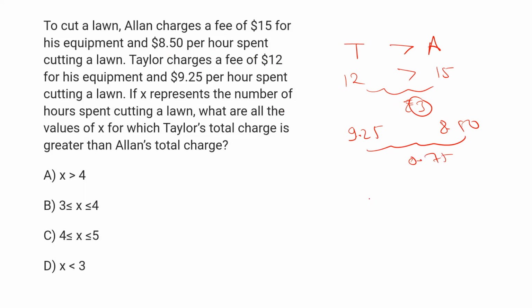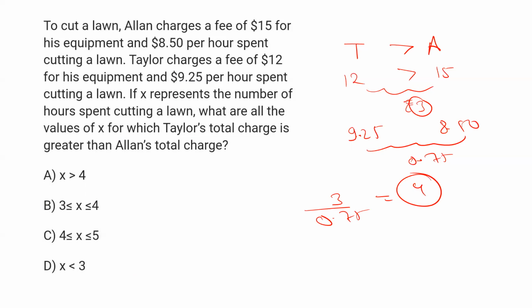Very simple technique. See, if I talk about Taylor, I want it should be greater than Allen, right? Taylor value is 12, and Allen value is 15. How much gap? A $3 gap will be there. Per hour it is 9.25 and it is 8.50. You can take the difference. The difference is 0.75. Now you can simply divide the gap: 3 divided by 0.75. That should become 4. Right? So that means x cannot be equal to 4, because at x equal to 4, both the values are the same. So we have to take x greater than 4.